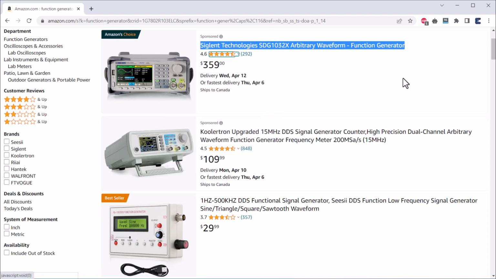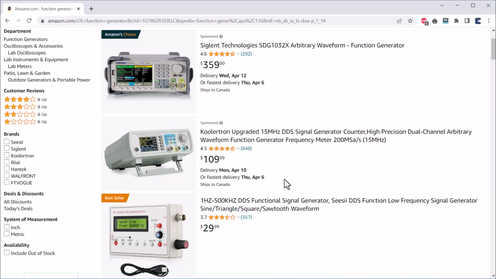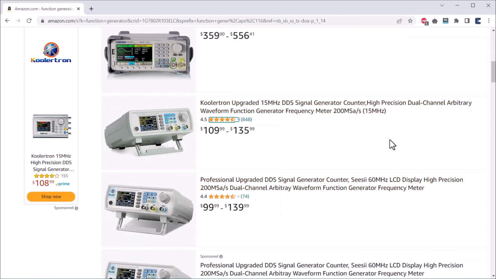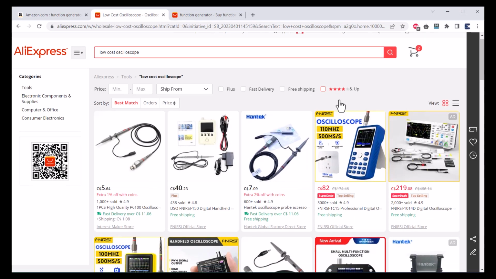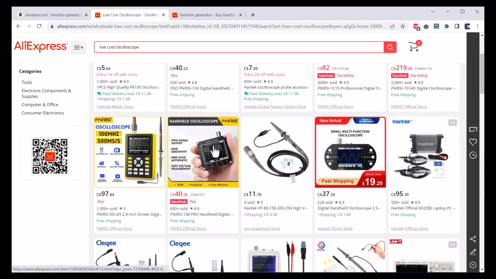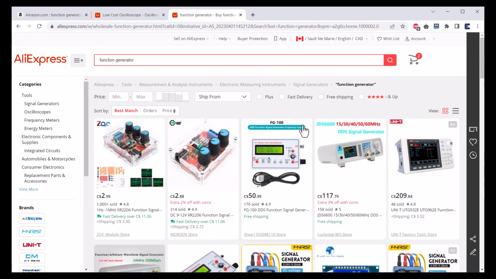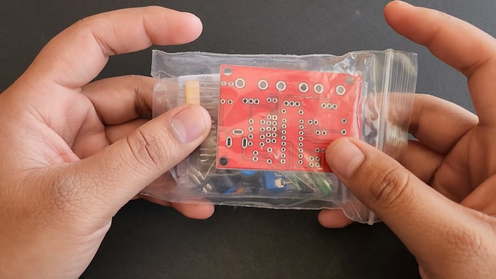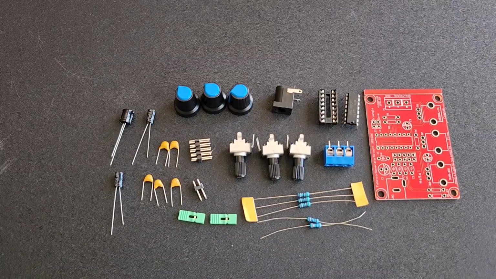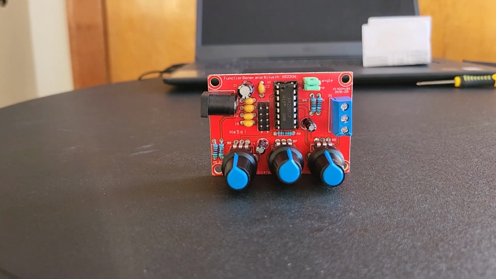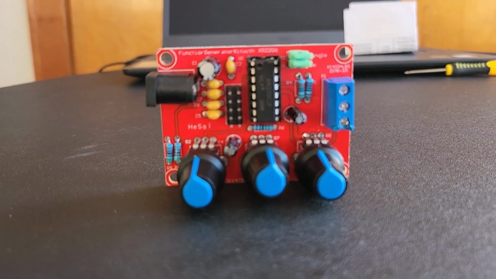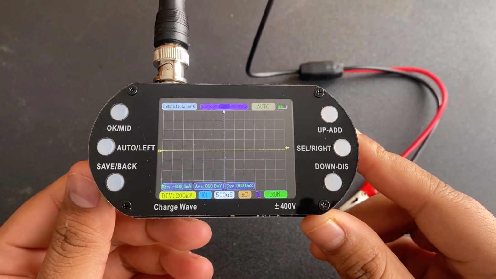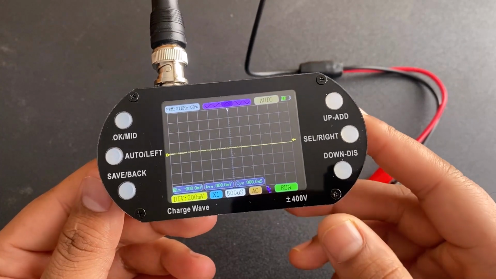Additionally, I looked for function generators and found their prices to be between $100 to $300 or more. Quite expensive, right? I searched for low-cost oscilloscopes and function generators on AliExpress and discovered many options for beginners and hobbyists. Among these, I ordered a DIY function generator kit based on the XR2206 IC. I also ordered a compact, colorful TFT screen-based oscilloscope powered by a battery.